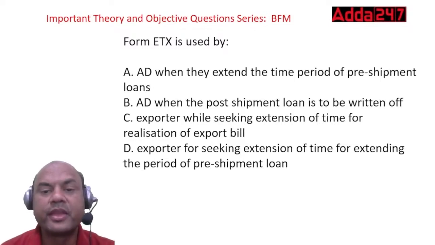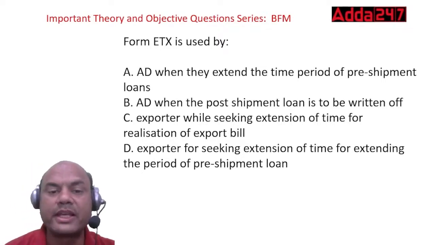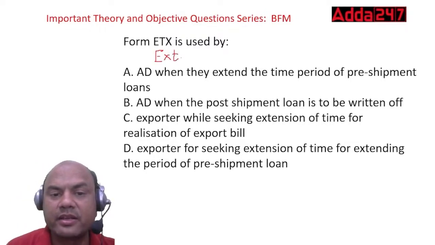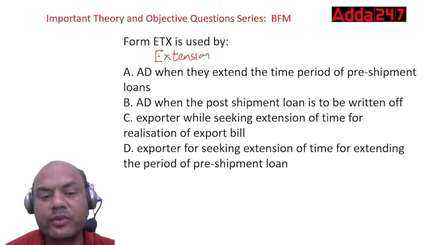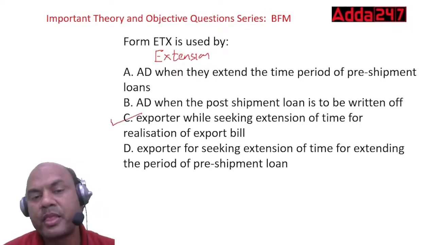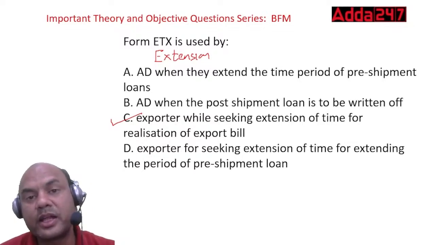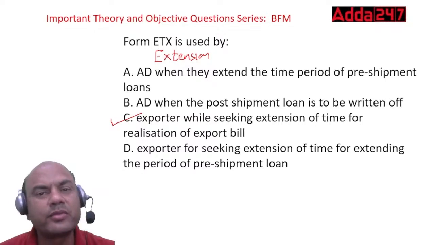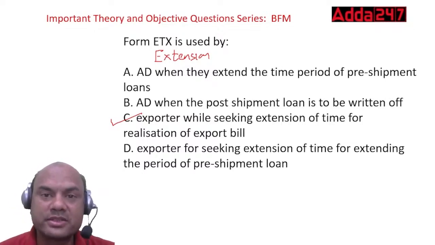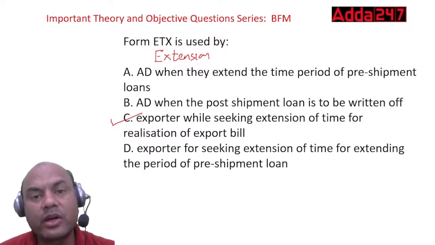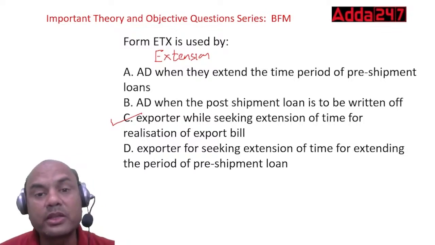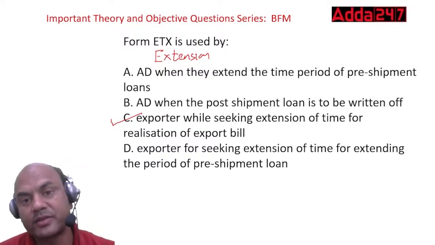The answer is ETX form. See this. ETX full form is extension form. Actually, it should have been EXT, but they call it ETX. The extension is always received for realization of export bill, whenever your export bill is not realized within the time. Now, what is the time period? Earlier it was 12 months. Now, because of COVID, RBI started 15 months. So if your bill is not realized within 15 months, then you'll have to submit the ETX form to RBI through the AD, means through the bank.